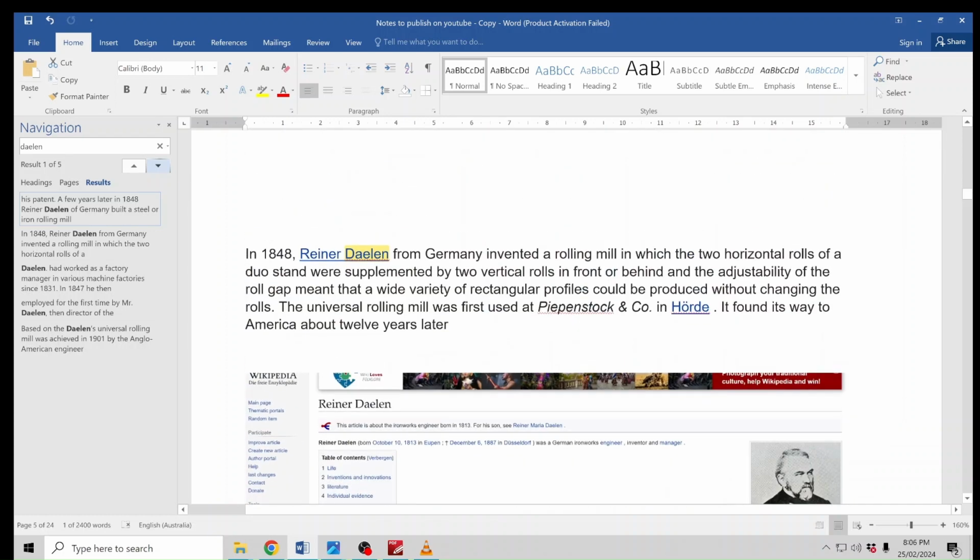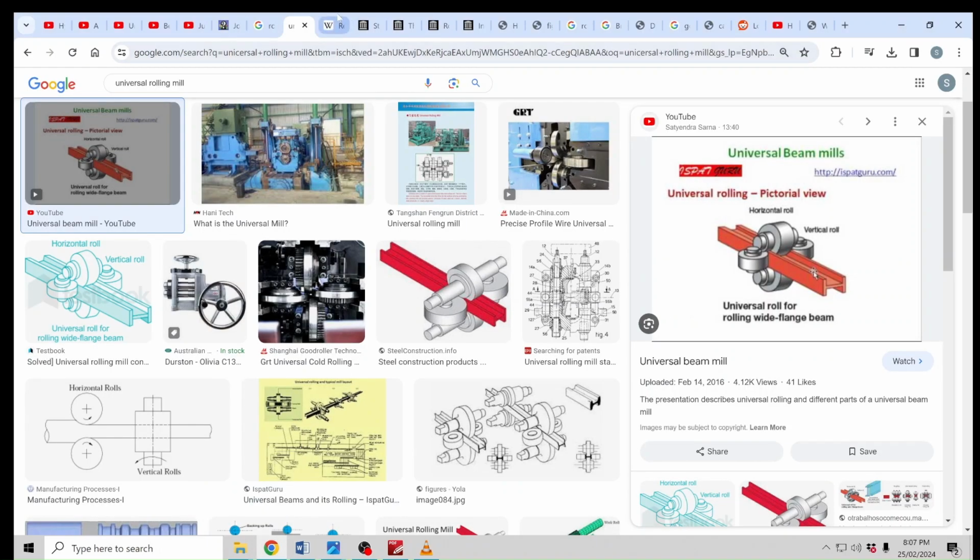So in 1848, Rainer Dalen from Germany invented the rolling mill. Gaps between the rolls can produce change in the rolls. Yet the universal rolling mill was first used at Pipe and Stock and Co. in Horde, which is near Dortmund.